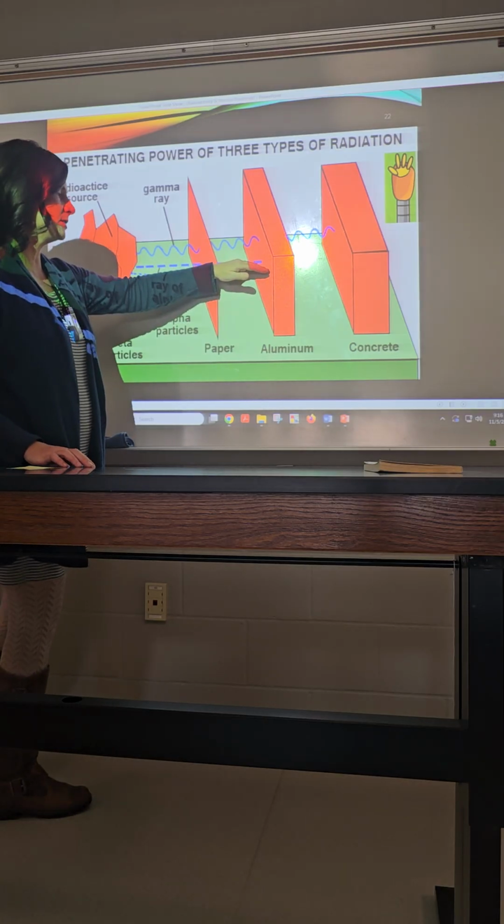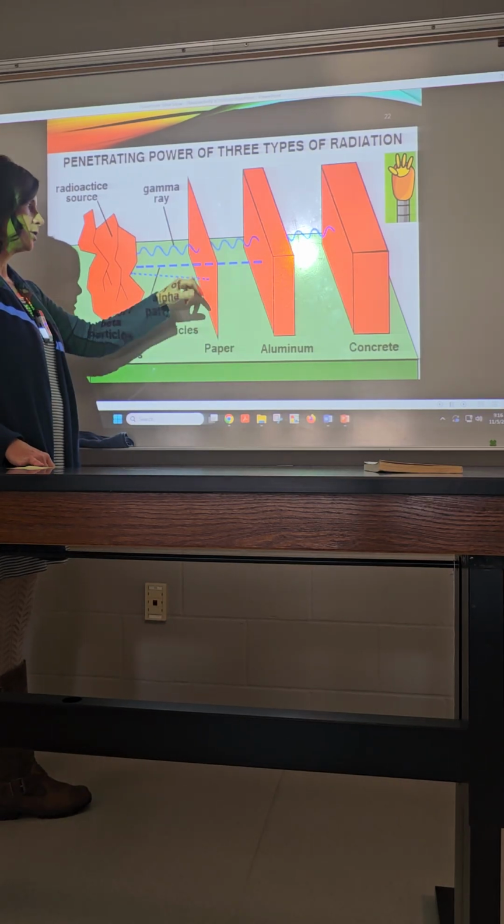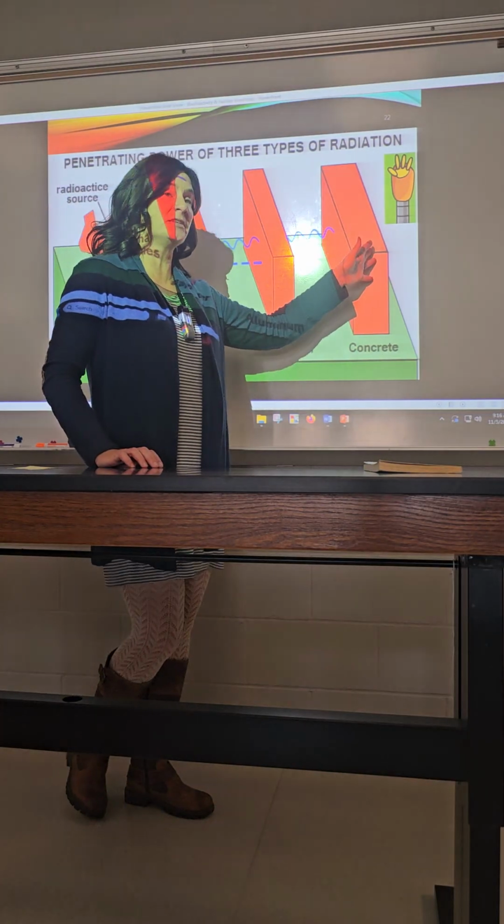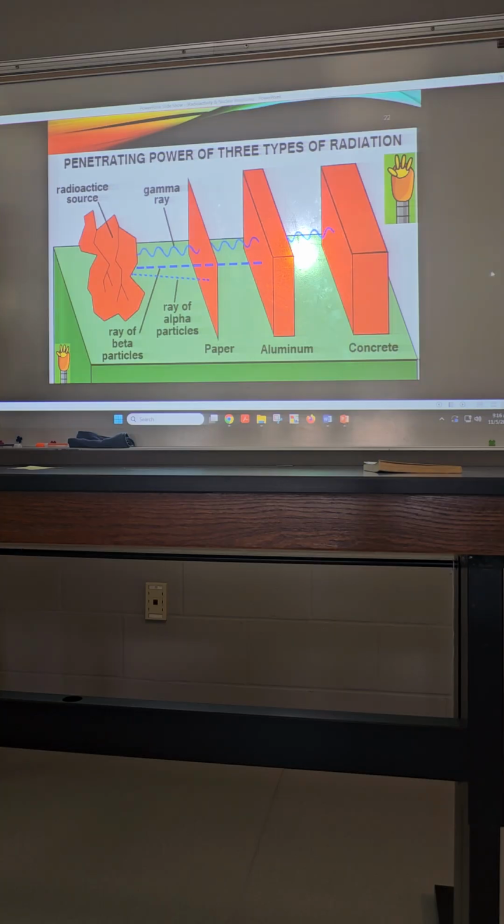The beta gets stopped at aluminum, and here it's showing skin or paper stops the alpha particles, so they're pretty weak. We will backtrack and watch a couple of videos that talk about this and show what's going on. But really, with radiation, this is all I need you to know. The gamma's the strongest, the alpha's the weakest. Concrete and lead stop the dangerous gamma rays, aluminum stops the beta, and then paper and skin, the alpha can't even penetrate through them.